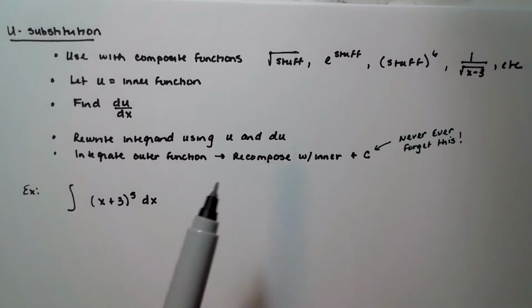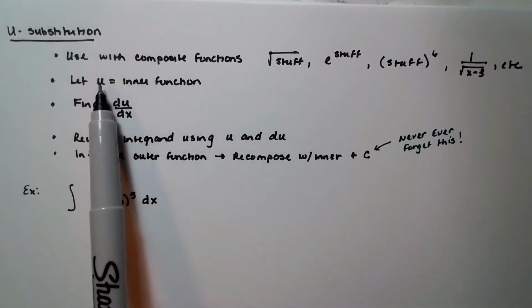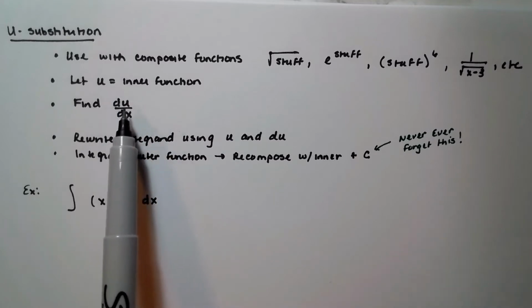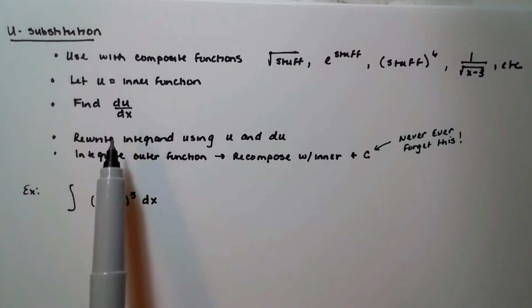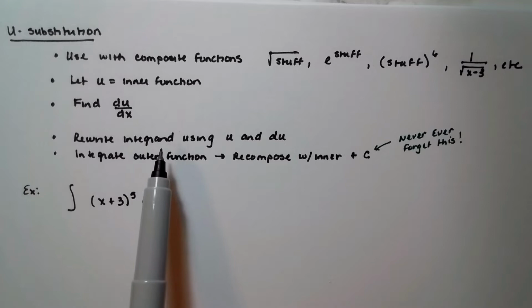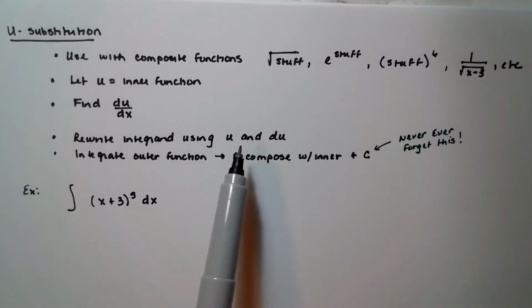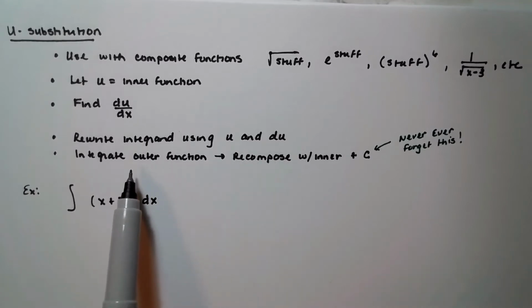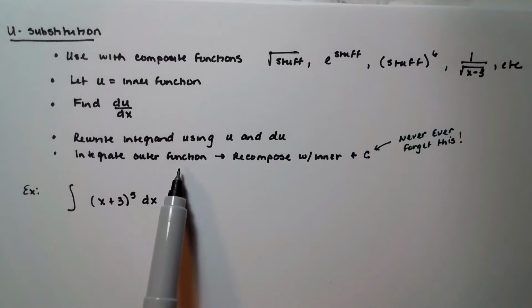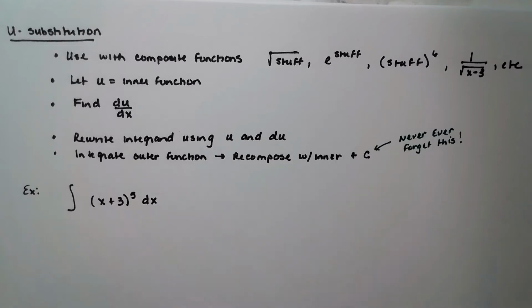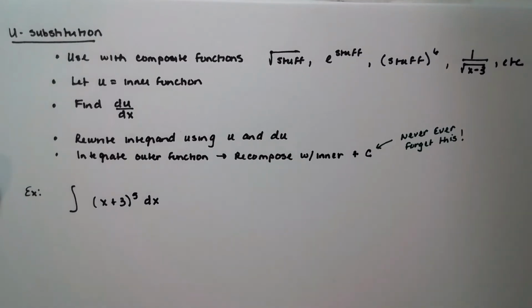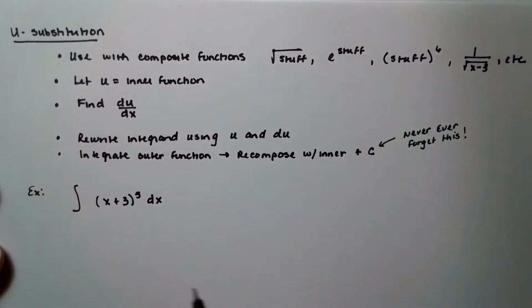And what you're going to do is identify the inner function and let that be your u. Then you're going to find the derivative of that inner function with respect to x. So this is your Leibniz notation, du dx. You're going to rewrite the integrand using u and du. And then you're going to integrate the outer function only, recompose it with the inner, and add plus c, because you can never forget the plus c. So best learned by example.